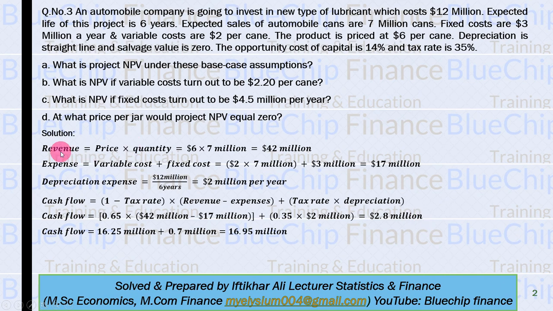First of all, what is your revenue? Price multiplied by quantity, a very simple formula to calculate the revenue. What is your sales here and what is your per unit price? Per unit price is $6 per can, and your expected sale of automobile cans is 7 million cans. So 7 million multiplied by $6 equals 42 million. After the calculation of revenue, now we come to the expenses.